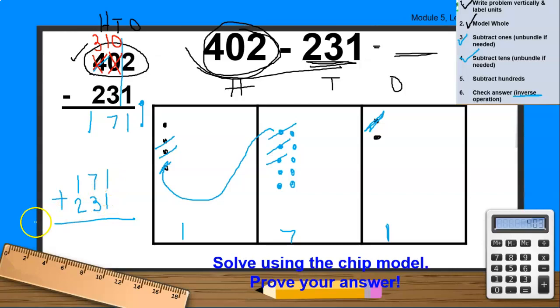Well, let's solve it. What's 1 plus 1? Yes, 2. What's 7 plus 3? 7 tens plus 3 tens, that gives me 10 tens. That means I put a 0 in the tens place and a 1 in the hundreds place. What's 1 plus 1 plus 2? Yes, 4. Amazing! We figure out the answer, and yes, look, when 171 is one part and 231 is the other part, 402 is the whole, and we got the answer correct.